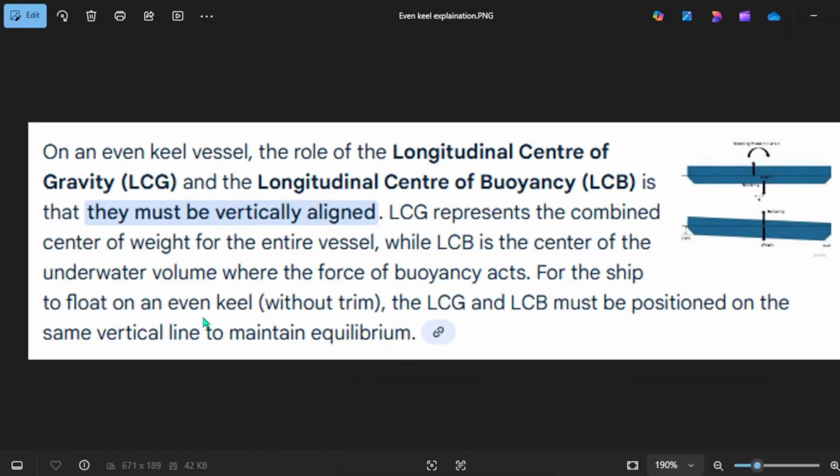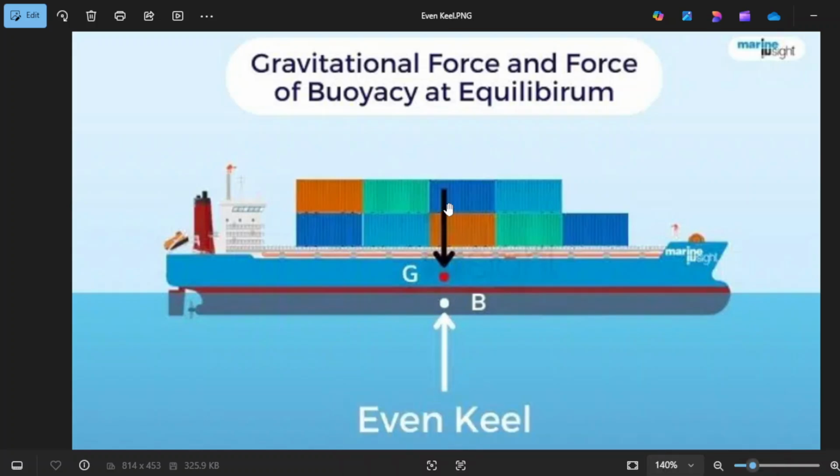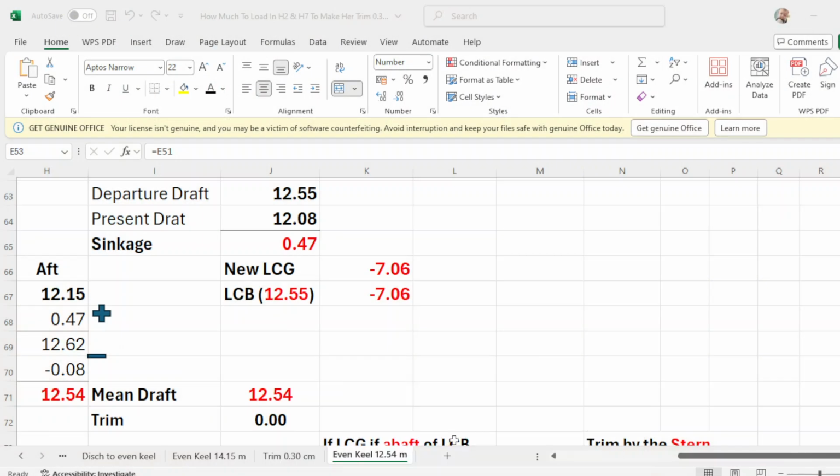For the ship to float on even keel without trim, the LCG and LCB must be positioned on the same vertical line to maintain equilibrium. Okay? I hope that's clear, guys. That they should be in line, otherwise there will be no equilibrium. Okay? Now, let's go now to the figure. Since your LCB of 12.55 is negative 0.76, then your LCG should also be negative 0.6. Okay? I hope that's clear because this should be in a vertical line.